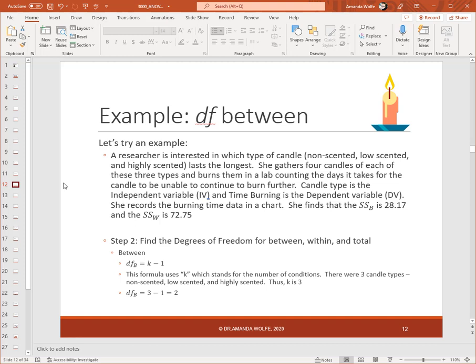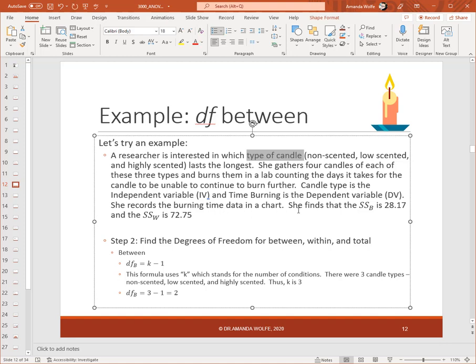So for the first one, the degrees of freedom between, the formula is k minus 1. Remember, the k is the number of conditions. For this example, it's the types of candles that we used, and we used 3. So k is going to be 3. So our degrees of freedom between is 3 minus 1, which is 2.